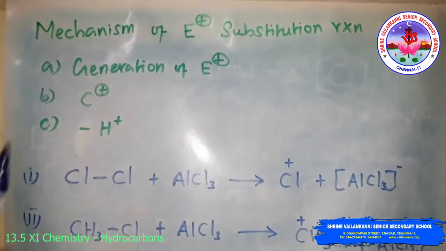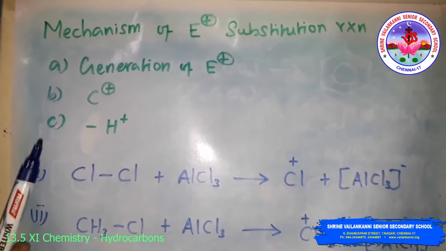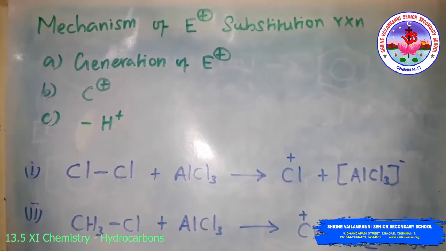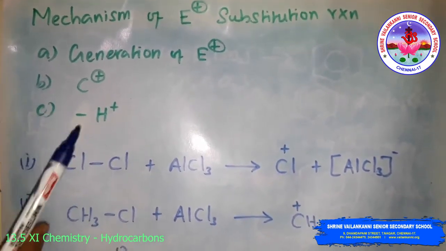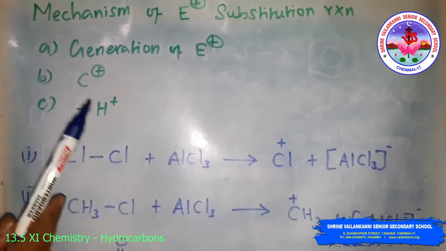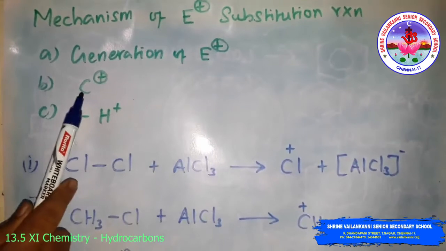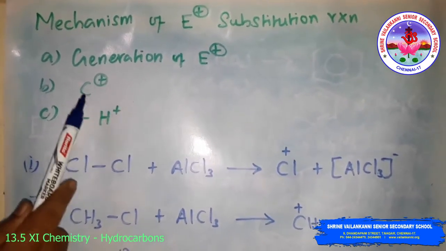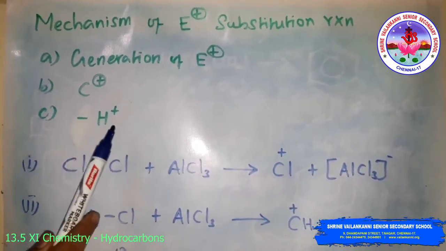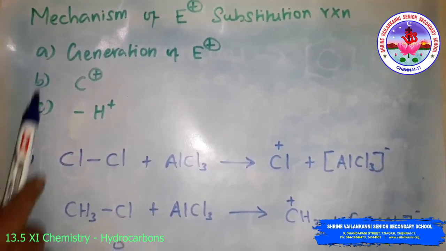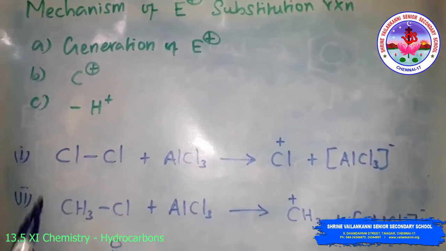See, the mechanism of electrophilic substitution reaction, the three main steps are as follows. The experimental evidence is that the electrophilic substitution reactions are supposed to proceed via the following three steps: generation of the electrophile, then the formation of the carbocation intermediate, then the removal of the proton from the carbocation intermediate. So these are the three steps we usually follow. First, generation of the electrophile.